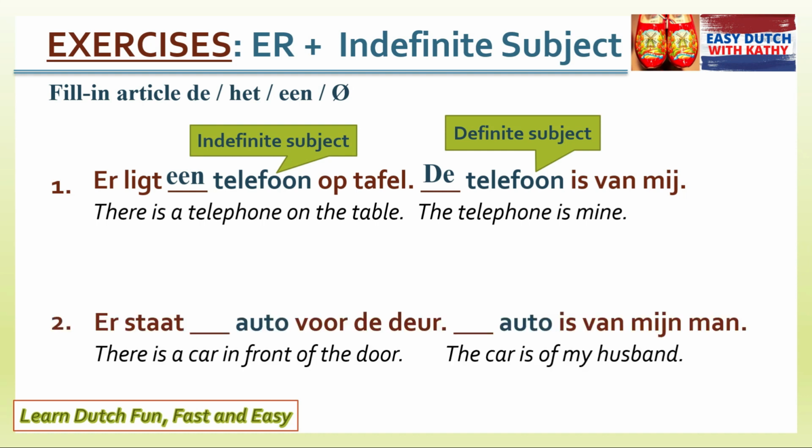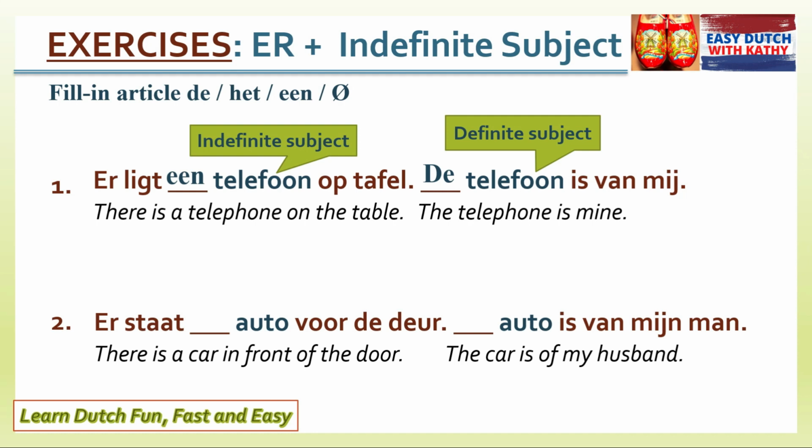2. Er staat een auto voor de deur. De auto is van mijn man. There is a car in front of the door. The car is of my husband.